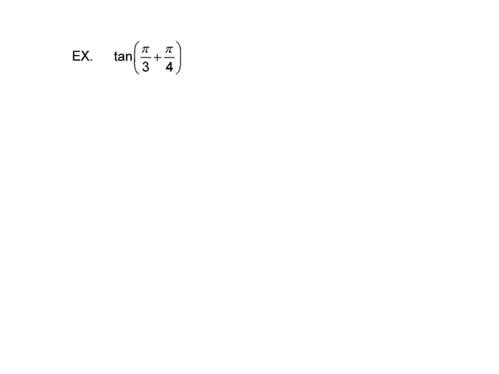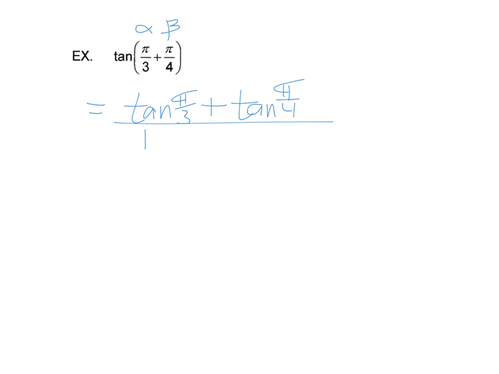Tangent of pi over 3 plus pi over 4. So pi over 3 is the alpha, pi over 4 is the beta. The tangent formula has tangent alpha, which is pi over 3, and then a plus minus. That means keep what you started with. Tangent beta, which is pi over 4, over 1 minus, or actually it has a minus plus, so we do the opposite sign, which would be minus. 1 minus tangent alpha, tangent beta.